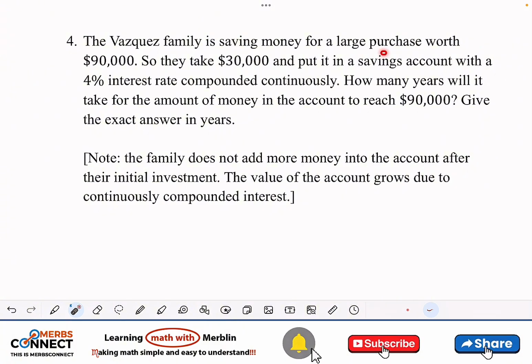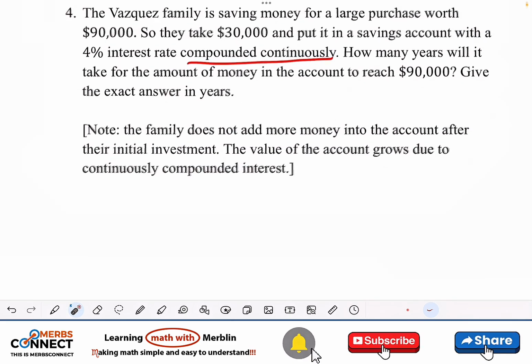So we are saving money for a large purchase worth $90,000. We put it into a savings account, and the interest is compounded continuously, so this is very important. How many years? That means we are looking for T, right? And then the account is going to reach this amount. The question says that no money is added to the account after the initial deposit.